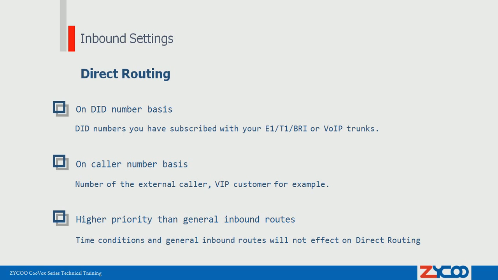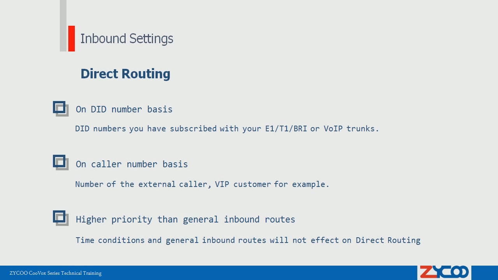Direct routing based on DID number could be used as a VIP line. For example, you have an IVR and you got DID numbers 12345 and 23456. You want callers who dial 23456 to be answered by a specialized person. You may create a direct routing using this DID number 23456.